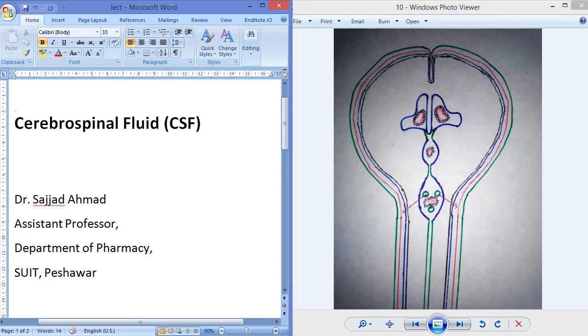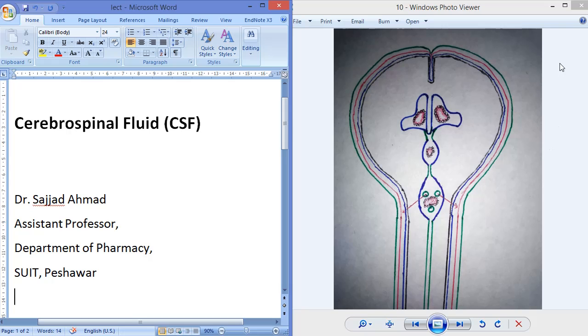Today we are going to learn about the cerebrospinal fluid. Cerebrospinal fluid is a colorless fluid which exists inside and all around the brain and spinal cord. This is abbreviated as CSF. In this lecture, we will learn about where the cerebrospinal fluid formation occurs, what is the pathway of cerebrospinal fluid, and where the cerebrospinal fluid is absorbed.